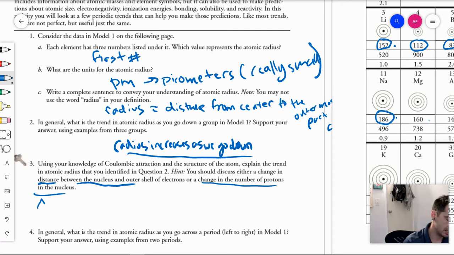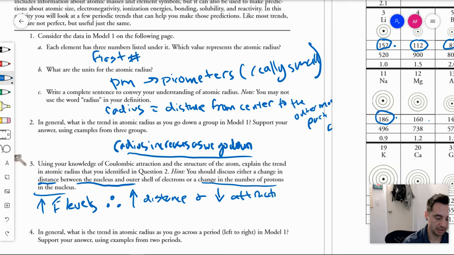So we're increasing energy levels, therefore (three dots means therefore), increasing distance and decreasing attraction. And really, atomic radius, as we're increasing energy levels, we're increasing distance, we're making it bigger. So it's kind of a simple one for radius, just increasing.